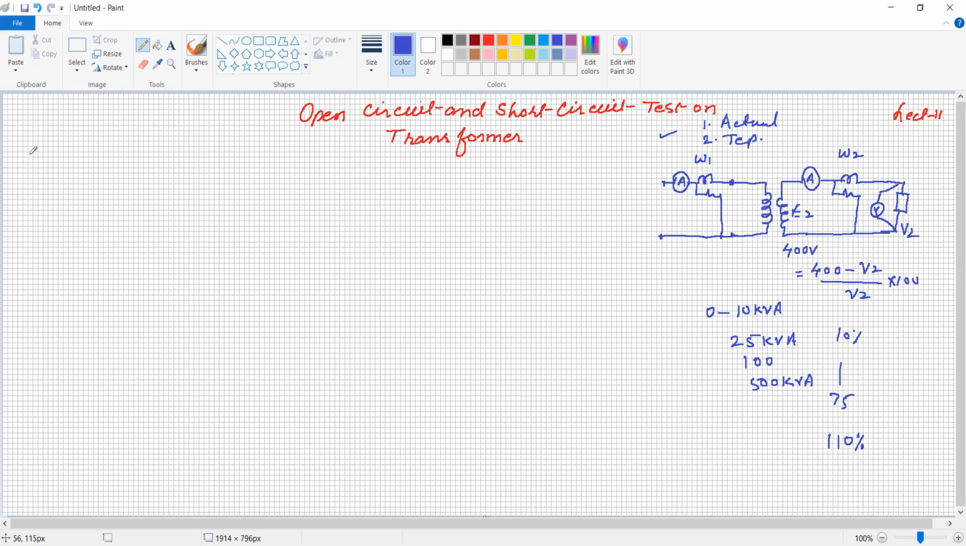So first we will take the open circuit test. First part is the open circuit test. It is an OC test in short. In the open circuit test, the secondary of the transformer is open circuited and the voltage is applied as the rated voltage. So here the rated voltage we are going to apply.